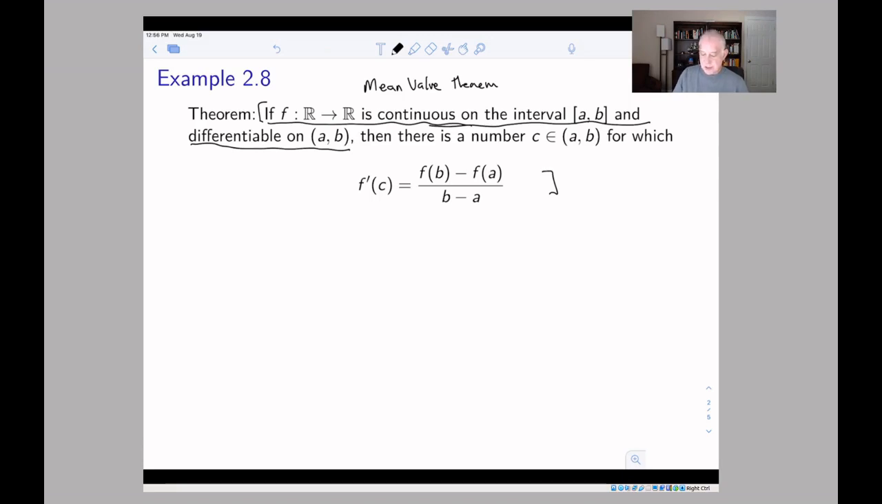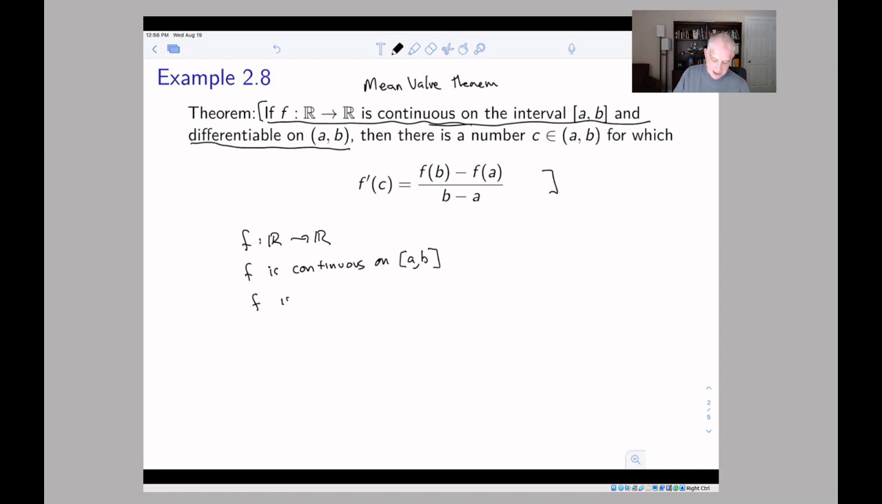Now, even if you don't know what these words mean, even if this were just "f from R to R is flibber to gibbet on blog and jabberwocky on through," you can still see what the logical structure is here, because the hypothesis is that, first of all, f is a function from the real numbers to the real numbers. Second of all, f has this continuous property on the closed interval from a to b. And third of all, f is differentiable. And again, it almost doesn't matter what these words mean. The structure of the language tells you that you have these properties on the left-hand side of your if statement.